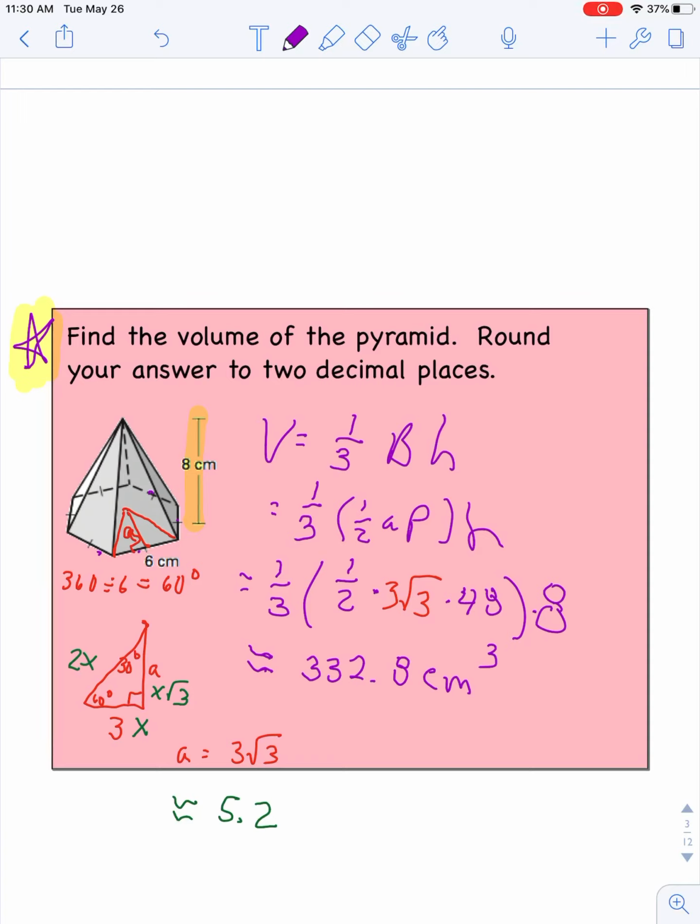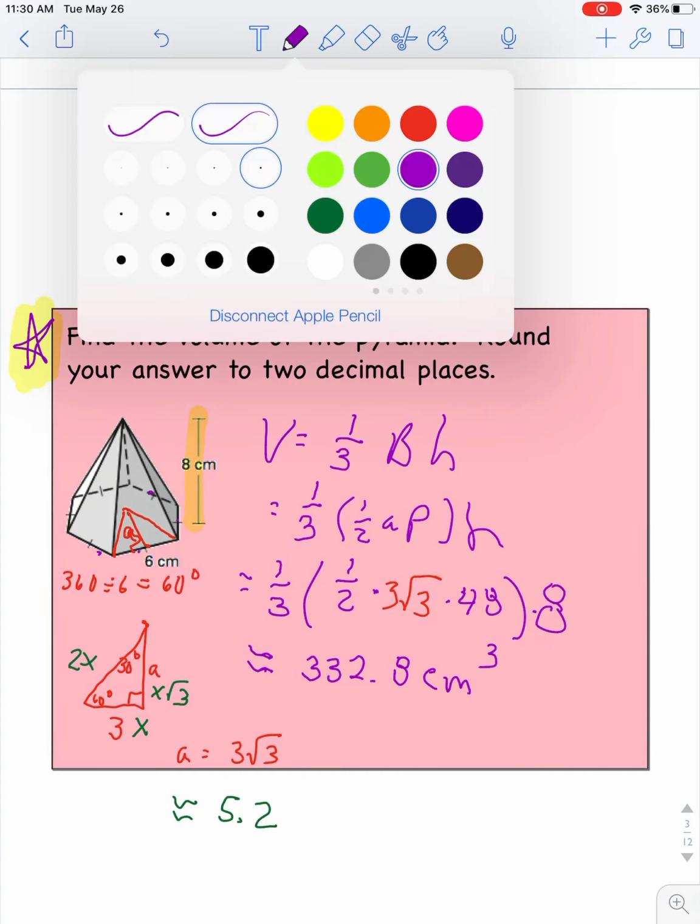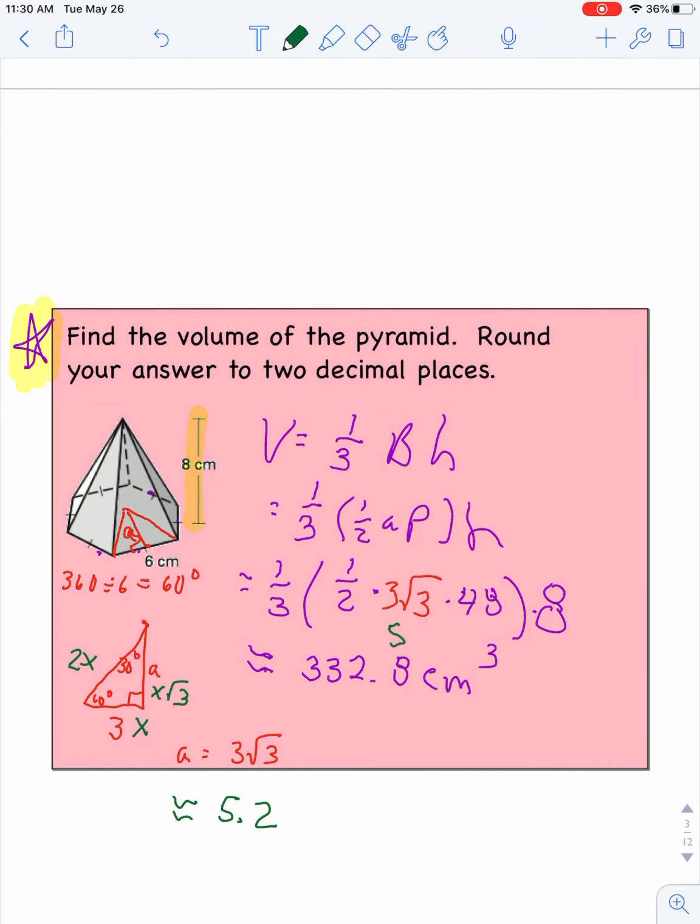That's going to be a little bit different depending on if you use 3 root 3 and that whole value of 5.196, etc. So if you put in a 5.2 here, that's rounding that to the nearest hundredth, it's 5.20, that's going to give you this answer. Let me clean that up a little bit. And let's put it in as 5.20. That's going to give you approximately this answer.